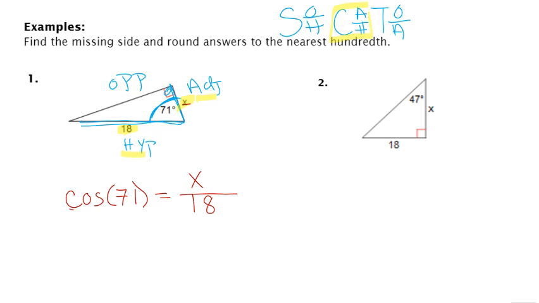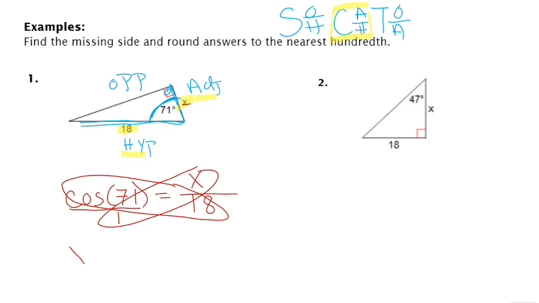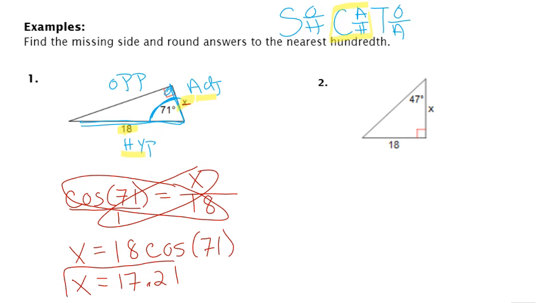And so my setup for this problem would be cosine of 71 is x over 18. And then we're going to go ahead and cross multiply, so I'm going to solve for x. We get x is equal to 18 times the cosine of 71. And when I put that all in my calculator, you should get 17.21. If you put this in correctly and you're getting a different answer, it might be your calculator's in the wrong setting. So you want to make sure your calculator's set to degrees.